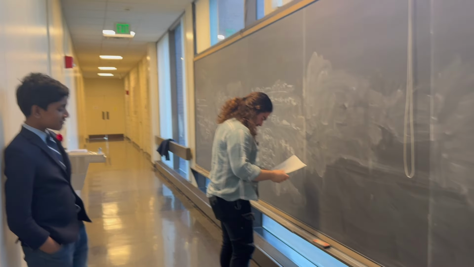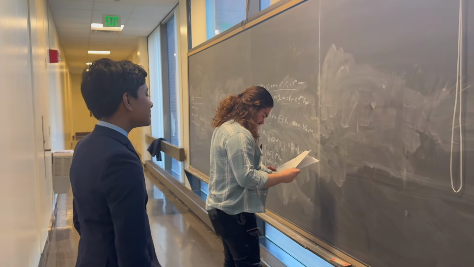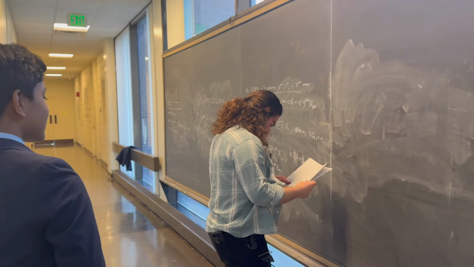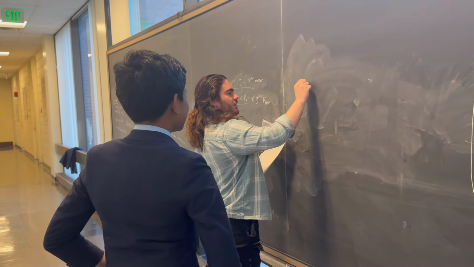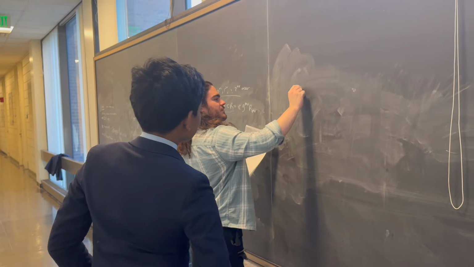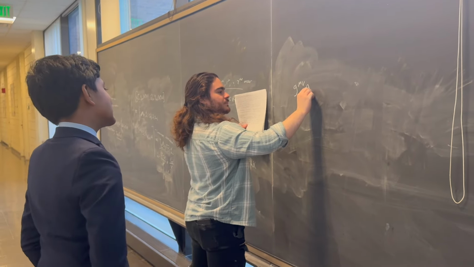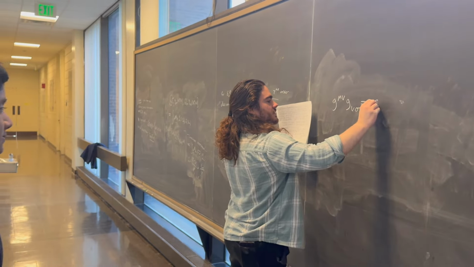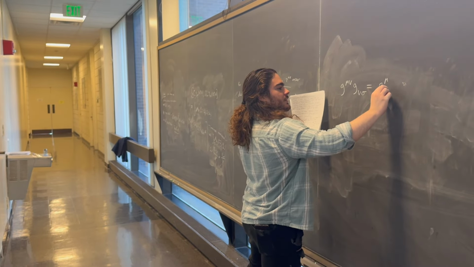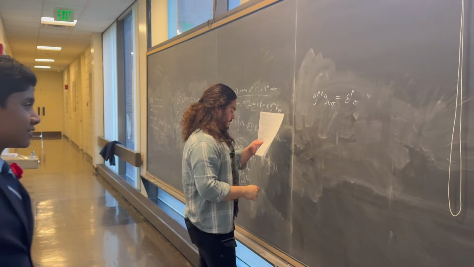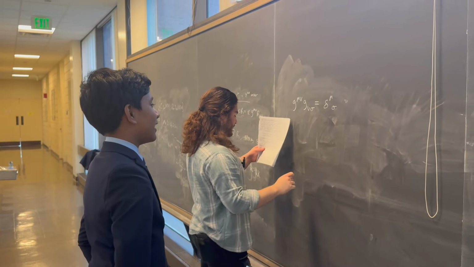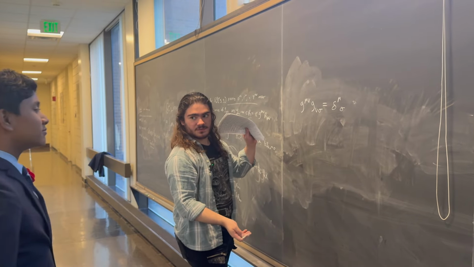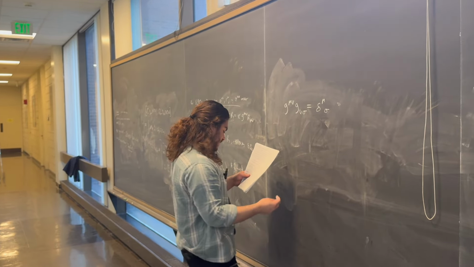The way we make sure that our computers are correct is, in this case, recall this property of the metric. This is equal to this Kronecker delta. Yeah, this is the Kronecker delta symbol, and this is for the Cartesian basis, of course.